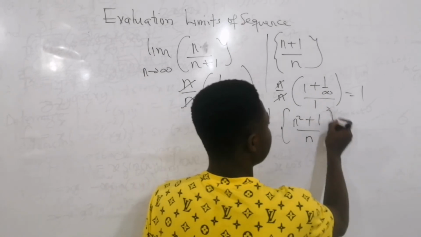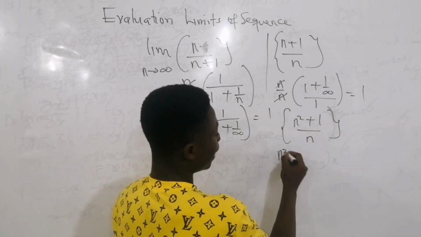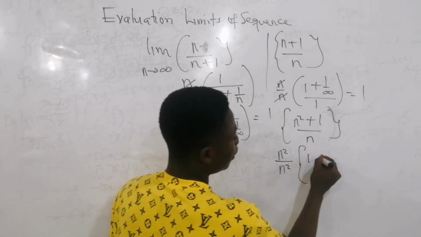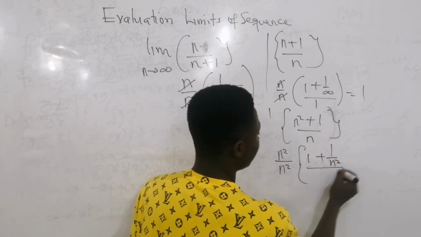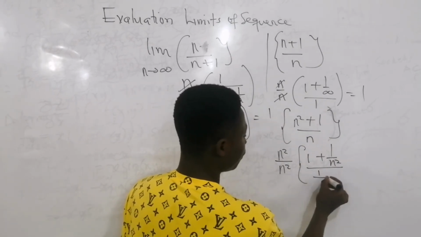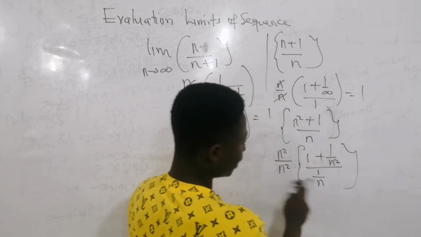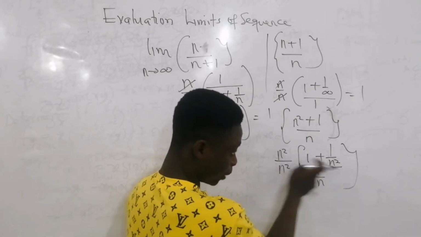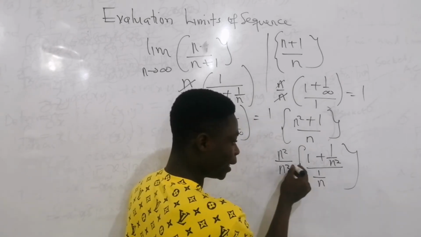Let's see. Now, which one is the highest number? It is n squared, so n squared over n squared. You open your bracket. This will give you 1 plus 1 over n squared, all over 1 over n. Because when you multiply this by this, it's going to give you n, and when you multiply this by this, it's going to give you n squared, and this gives you 1. Note, when you put n being equal to infinity, this will cancel this.